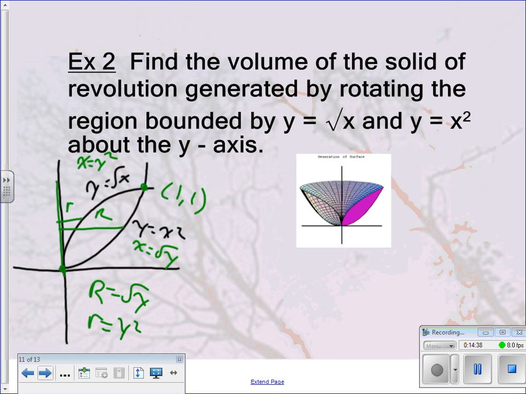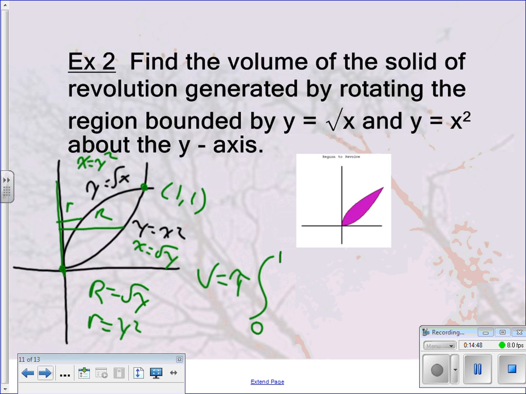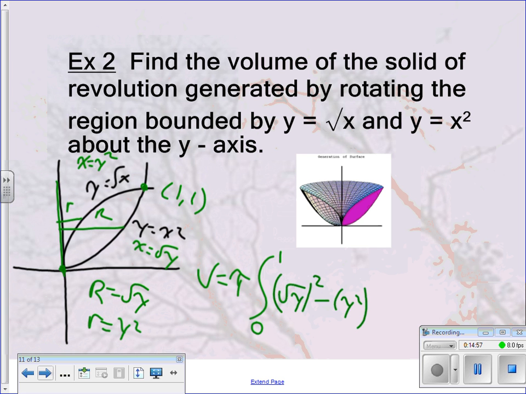So my volume, pi. My lower bound again is 0. My upper bound is 1, from the square root of y, quantity squared, minus y squared, squared, dx. Sorry, dy, my bad. Thank you, dy. I did say dx, I wrote dx, it's dy, my bad.